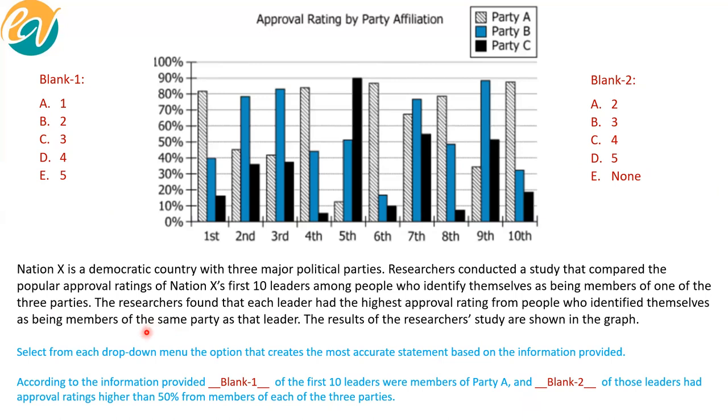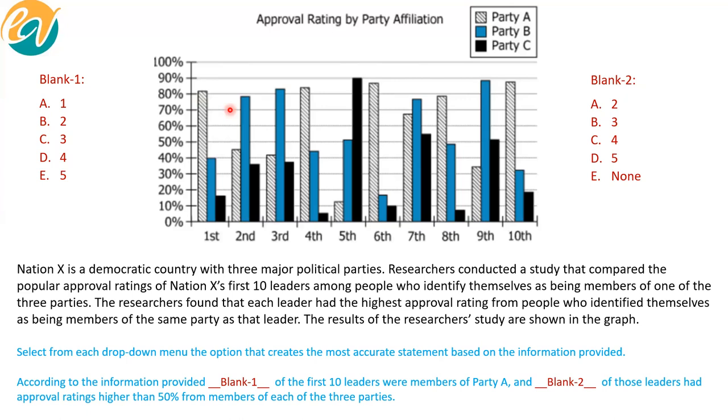Yeah, notice, researchers found that each leader had the highest approval rating. Notice, for example, if we take leader one, the highest approval rating is coming from whom? Members of party A. So this is where this line becomes very important. Each leader had the highest approval rating from people who identified themselves as being members of the same party as the leader. Very important. So highest approval rating for leader one is from party A, which clearly means that leader one was from party A.